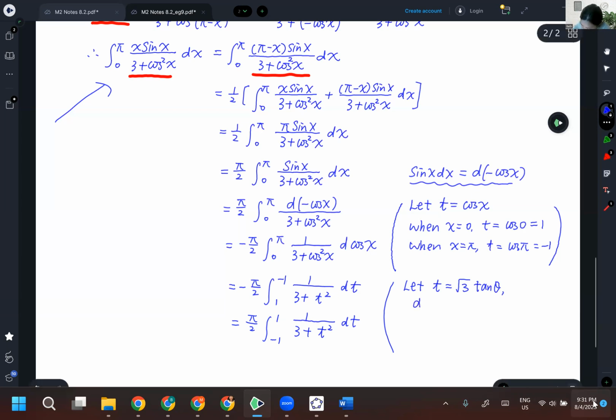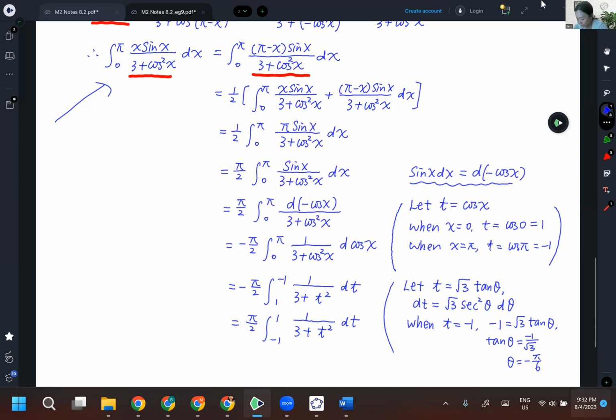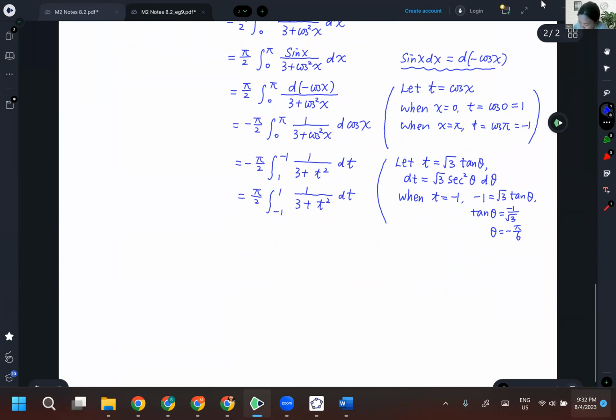Now we know that dt will equal √3 secant square theta d theta. And when t equals -1, -1 equals √3 tangent theta, and tangent theta equals -1 over √3. That means theta equals -π/6. Now when t equals 1, you can say 1 equals √3 tangent theta. So that means tangent theta equals 1 over √3. So theta equals 30 degrees.